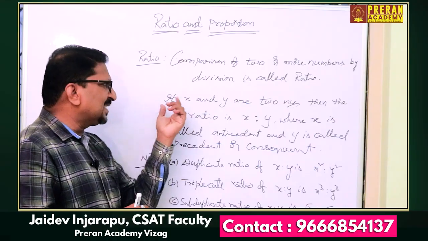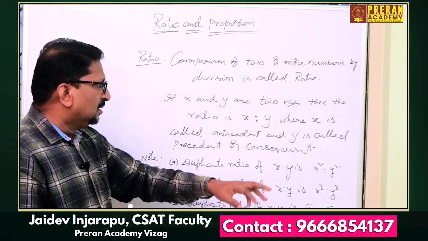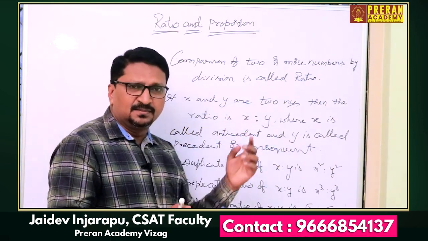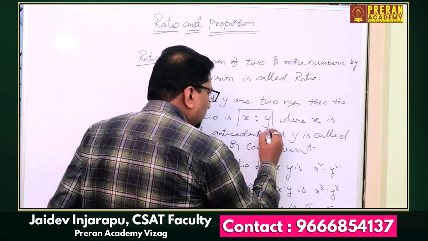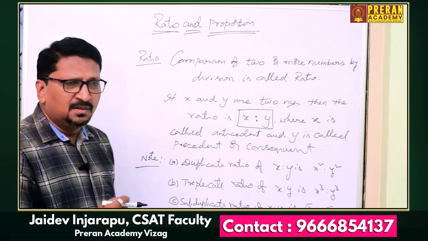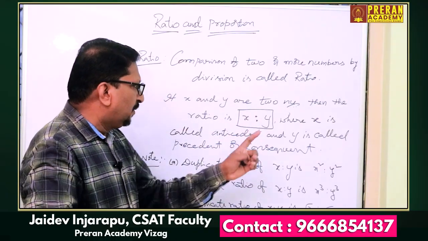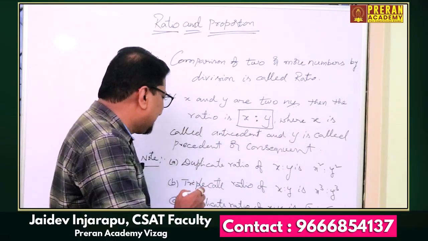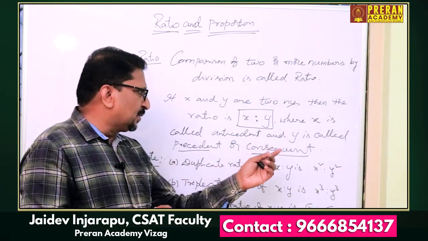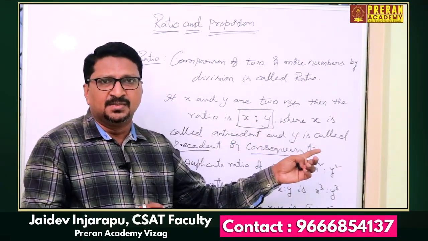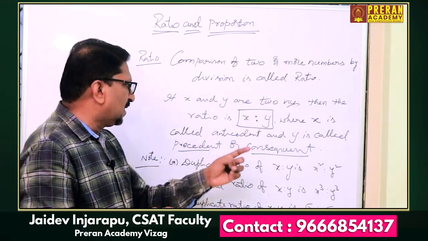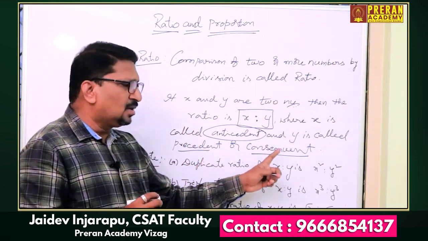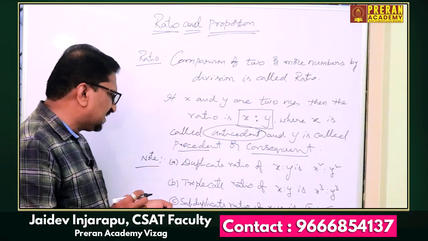Now, if x and y are two numbers, then the ratio of x and y is denoted by x is to y. This is the representation for ratio, where x is called antecedent and y is called precedent or consequent. In simple language, x is called first term, y is called second term. But technically, x is called antecedent and y is called precedent or consequent. Now we will see the next point.